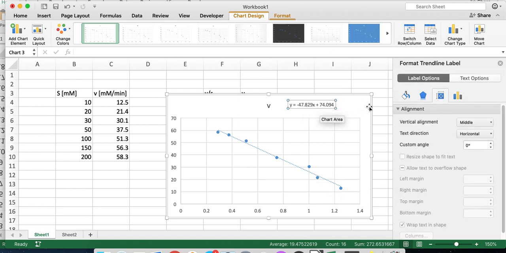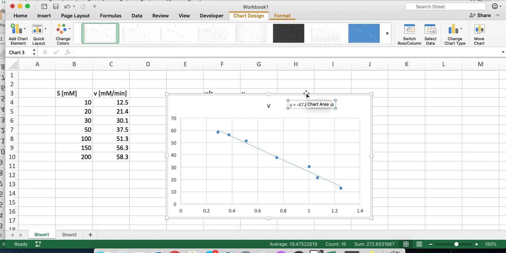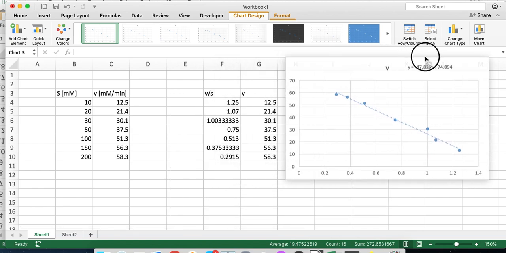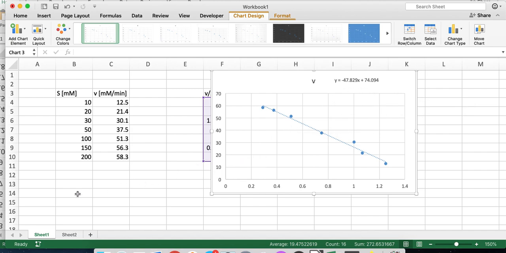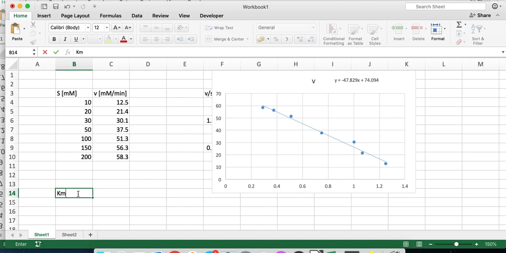So here is the equation on the chart, and we know that in an Eadie-Hofstee plot, our Km is given by the negative slope. And we can very easily see that our slope is negative 47.8. So because it's the negative slope, it would be 47.8, and the unit is the same as the substrate, i.e. it's millimolar in concentration.